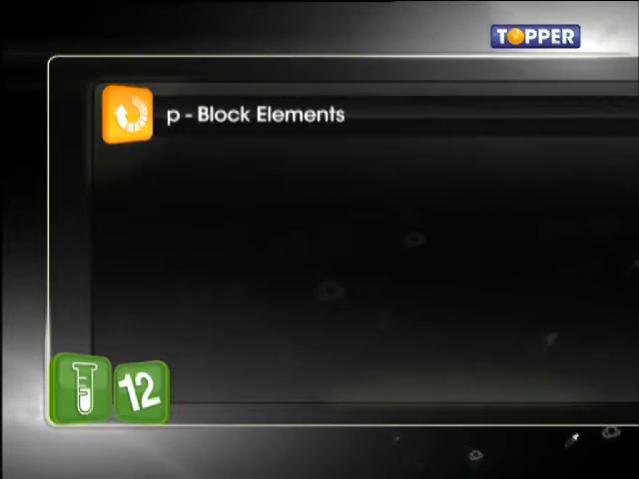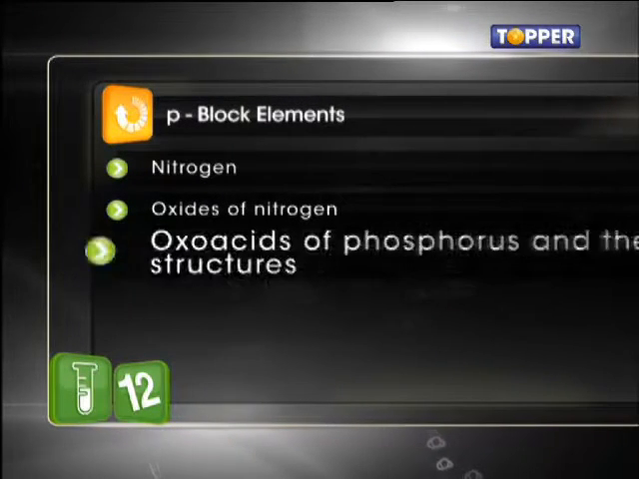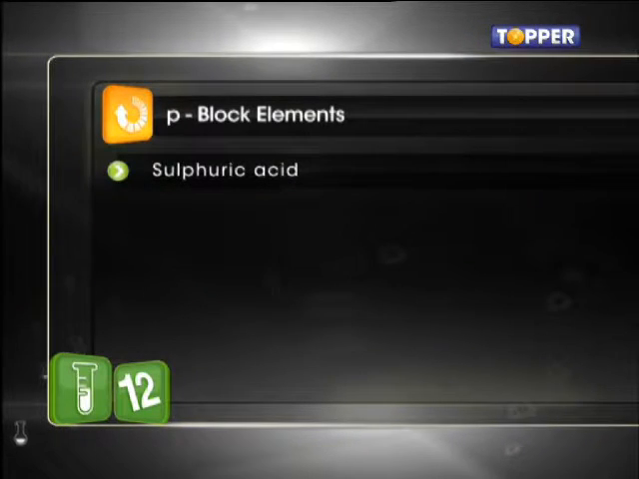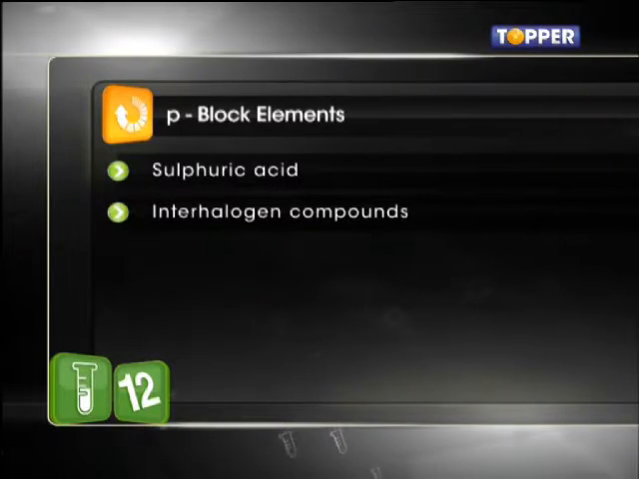In this chapter, we learnt about nitrogen and its oxides, the oxyacids of phosphorus and their structures. We also learnt about sulfuric acid, interhalogen compounds, and noble gases. I hope you're all geared up and now recall all the contents of this topic. So for a little more knowledge, let's take a look at our next segment, Knowledge Dip.